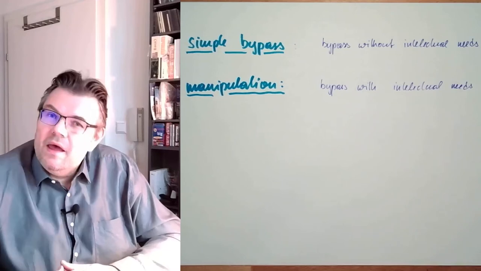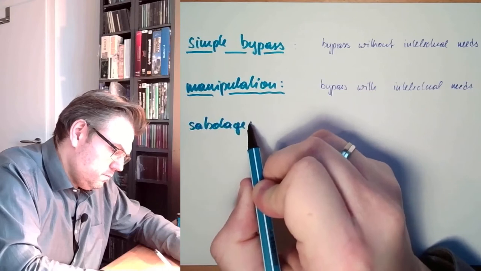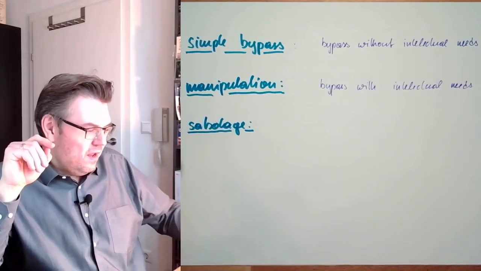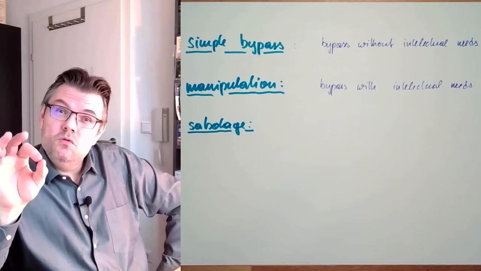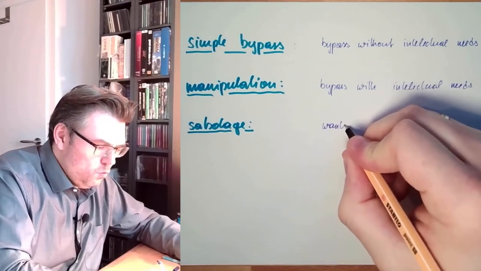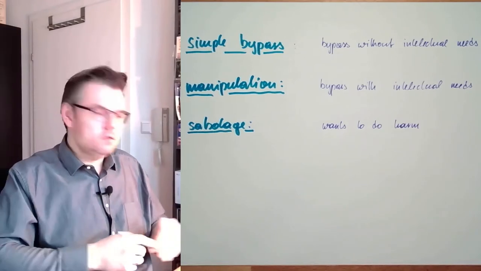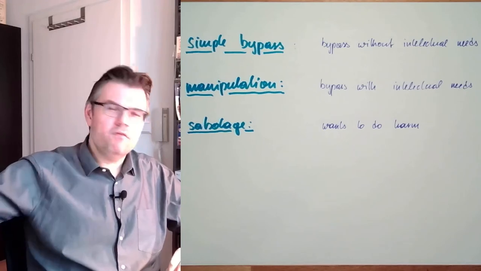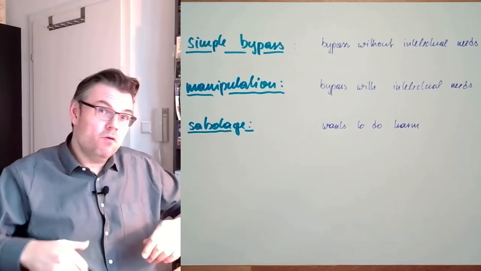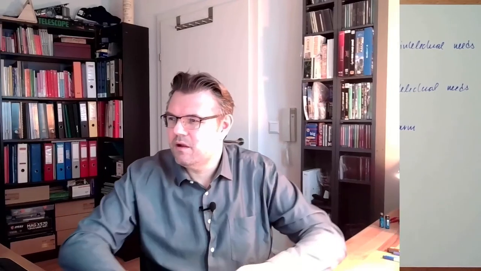And then there's sabotage. This is pretty much the same, however this sabotage is hidden, and if somebody is sabotaging something, then he wants to do harm to somebody else. Maybe to another employee, to a colleague, or to the company because they fired him, or whatever, sabotage with not that good thoughts in the background.